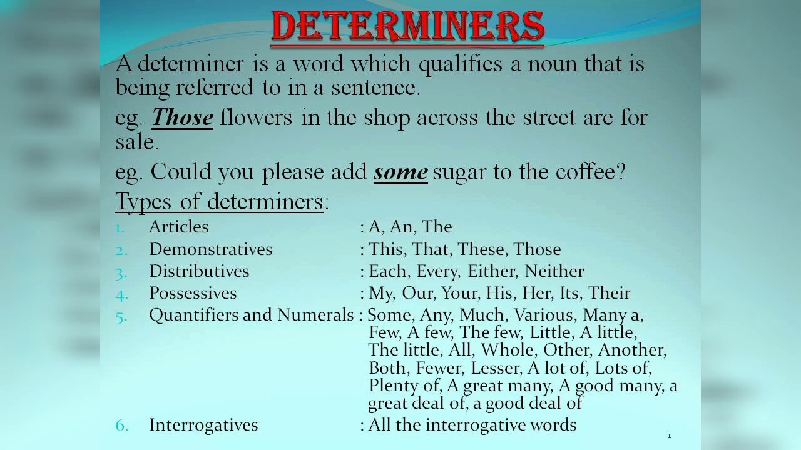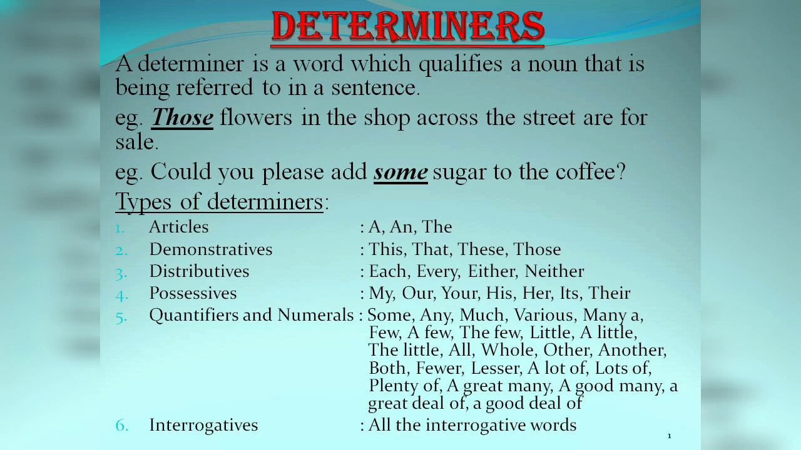Fifth is quantifiers and numerals: some, any, much, many, more, less, several, various, many, few, the few, little, a little, the little. All, whole, other, another, both, fewer, lesser, a lot of, lots of, plenty of, a great many, a good many, a great deal of, a good deal of. And the last, sixth category is interrogatives. Here you will see all the interrogative words like what, which, whose, how much, such words.